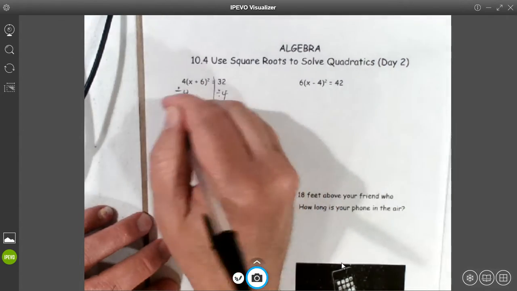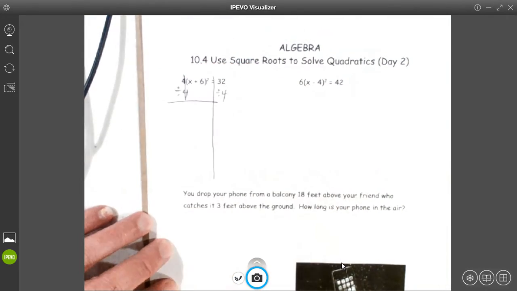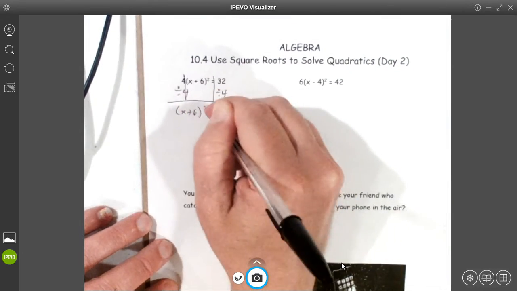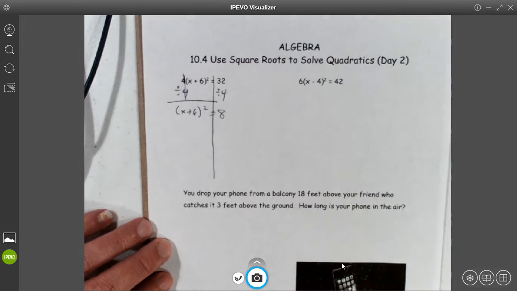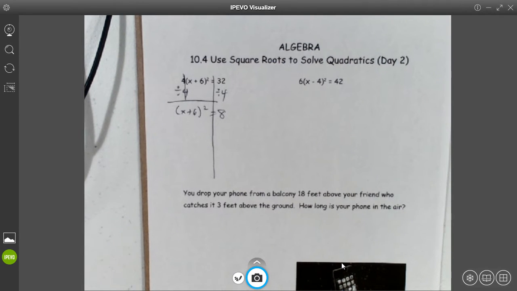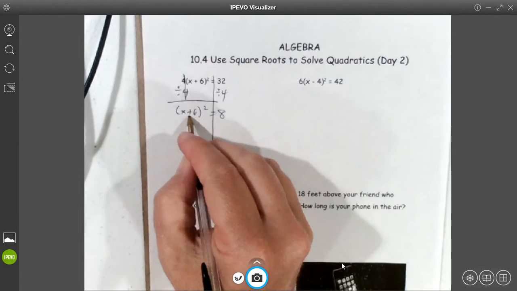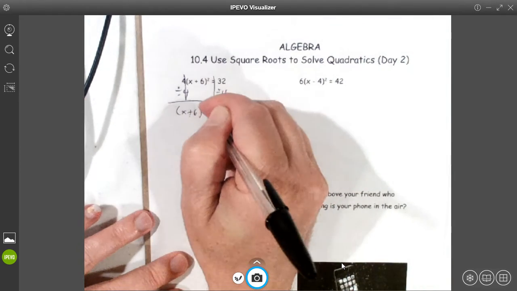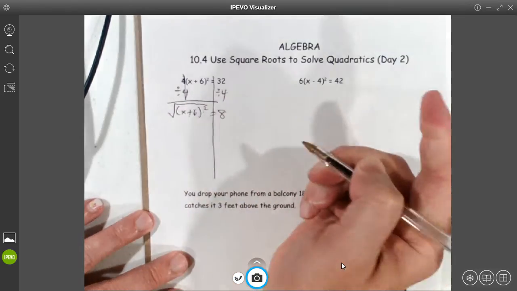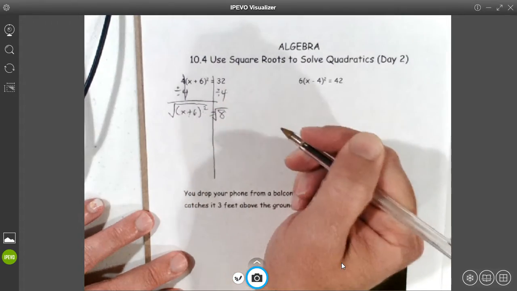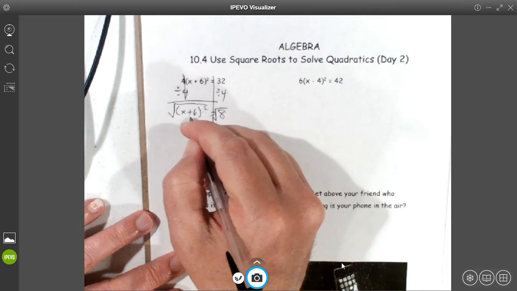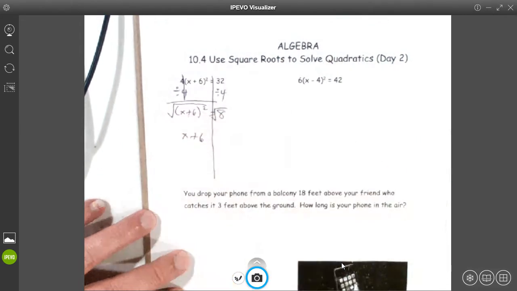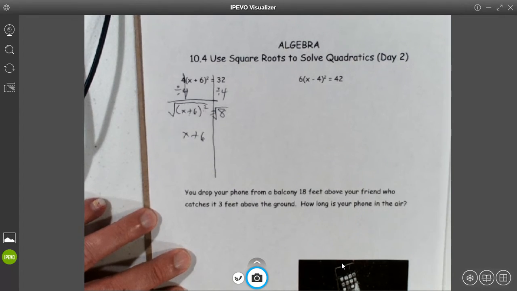So what that gives me, 4 divided by 4 is 1, is x plus 6 squared equals 8. Now if I think about order of operations, and again doing them opposite, grouping symbols, then exponents, I want to undo this exponent. I undo a squared exponent by doing the square root. So the square root of x plus 6 squared is just x plus 6. These are inverses of each other, so they just cancel each other out.